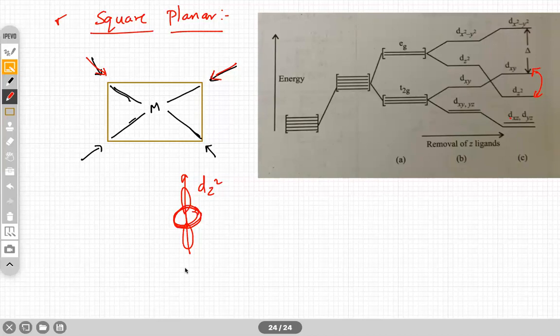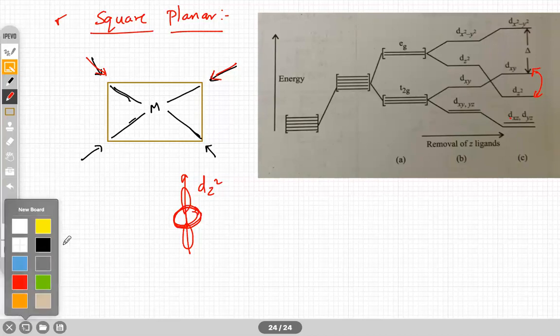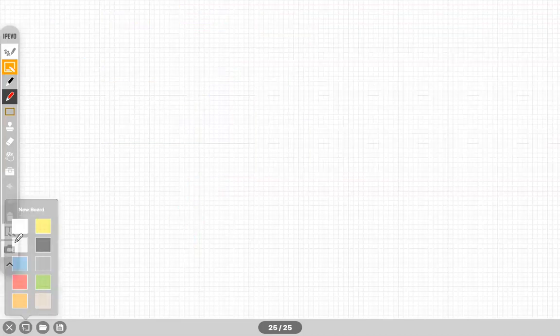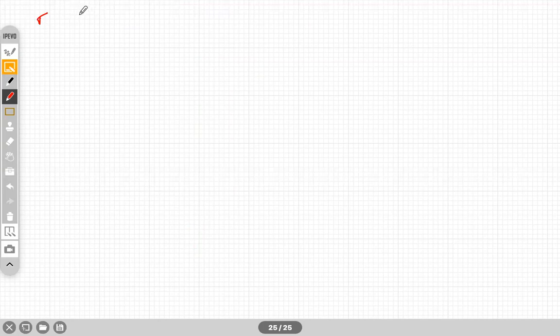Done? Yes, sir. Okay. Now the first part of this chapter, that is coordination compounds, is almost done. We are left with only the last part of it. After this, we'll start with isomerism in coordination compounds, the last part of this chapter. So we are left with only organometallic compounds.